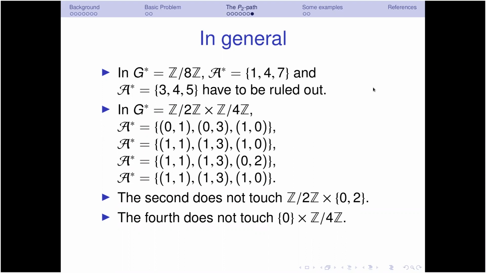So the case Z/2Z times Z/4Z, I thought was a bit more welcoming. You have only 4 possible sets for A star. You can rule out 2 of them, the second and the fourth. So you have only 2 cases that are possible.